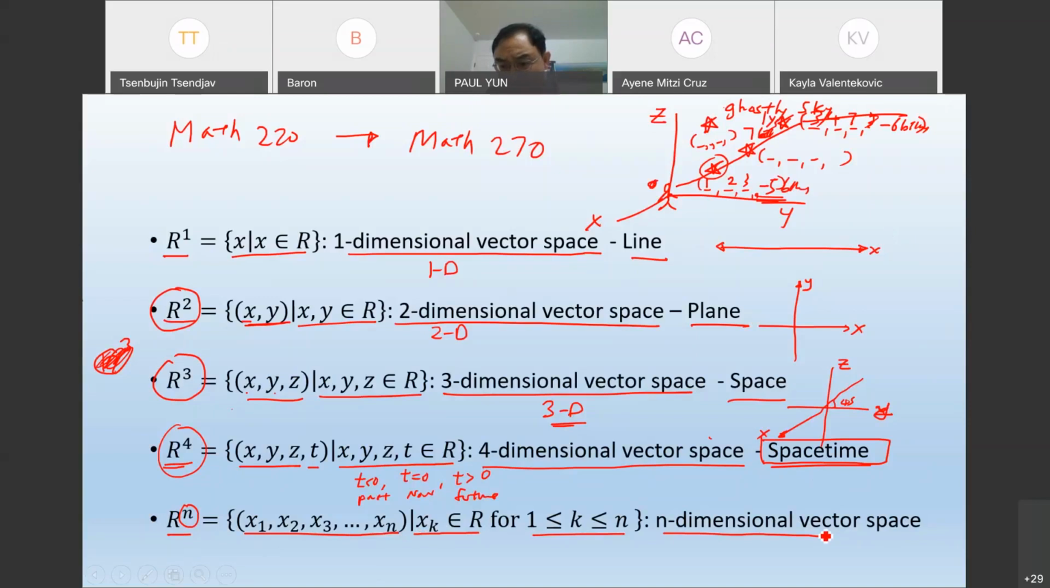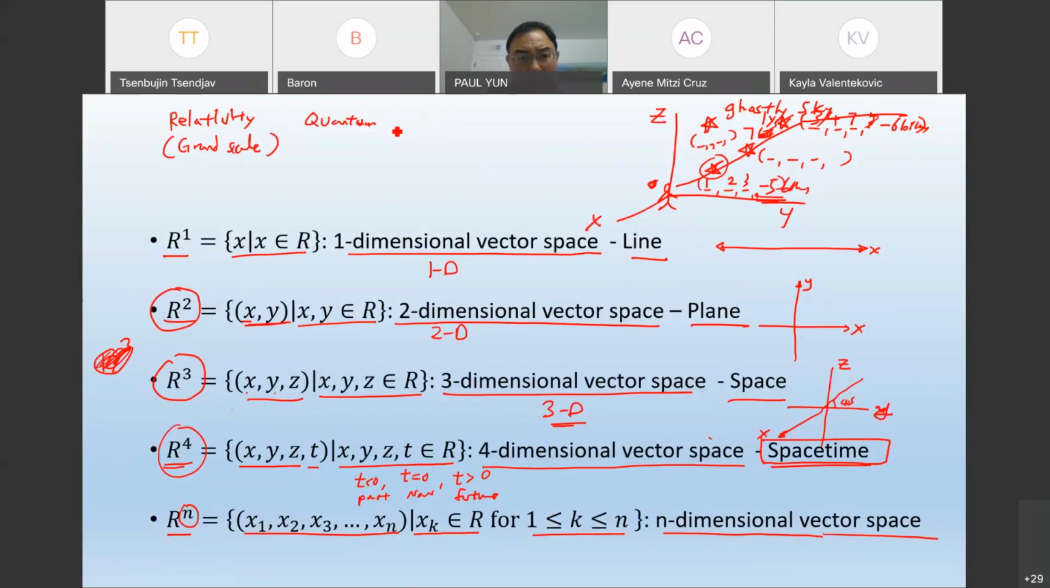So string theory. What is the current problem in physics? The problem we have in physics is now, let's say, we have relativity done by Albert Einstein. It's a grand scale, isn't it? Right? It's a grand scale. We talk about this, and then we have quantum mechanics, right? Quantum mechanics.